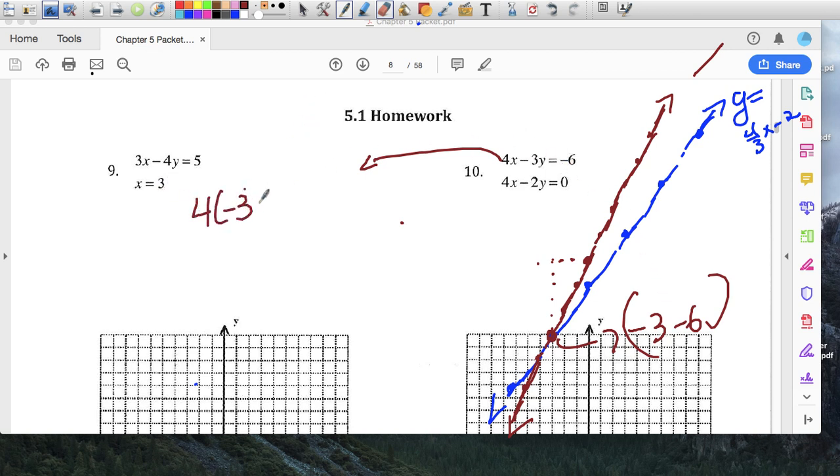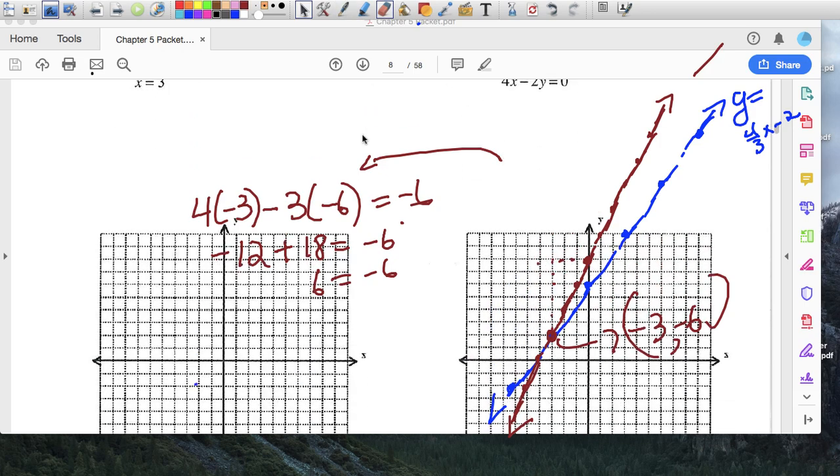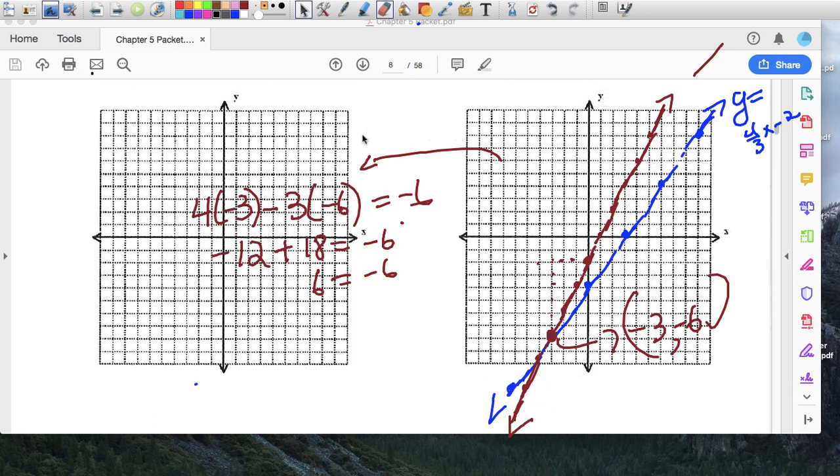4 times -3 minus 3 times -6 equals -6. 4 times -3 is -12. -3 times -6 is positive 18. And that does not equal -6. What am I doing wrong? Because this is 6 equals -6, so that definitely is not working. So give me a second. What did I do wrong?